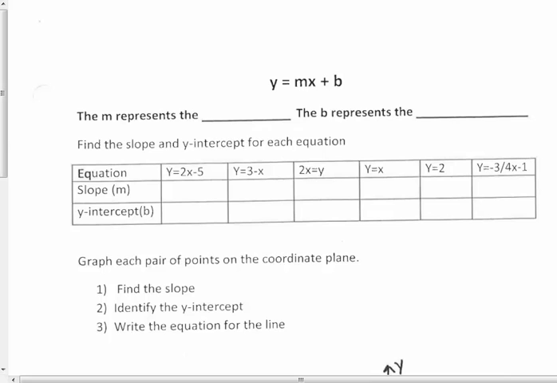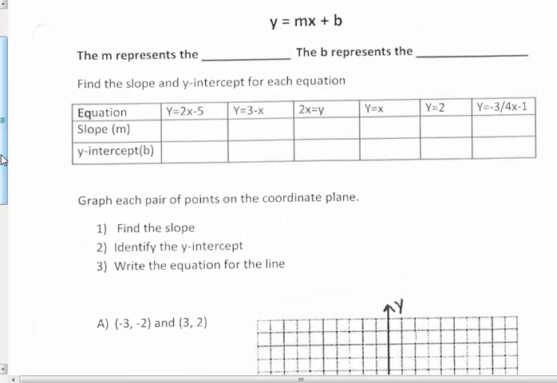So here's our equation, y equals mx plus b. The m represents the slope, and the b represents the y-intercept, the intersection of the y-axis. There's also a thing called the x-intercept. It's where the line crosses the x-axis, but we're just talking about the y-intercept now.